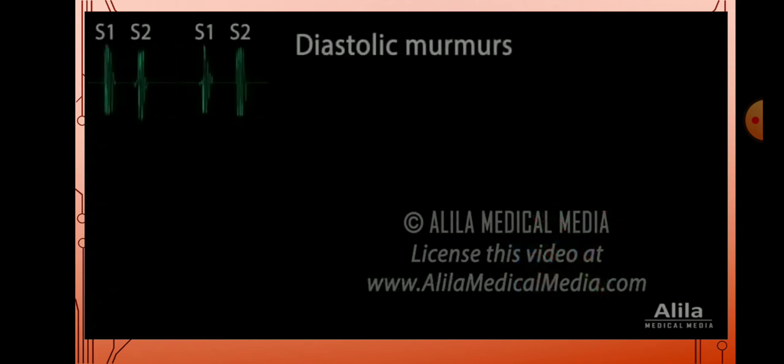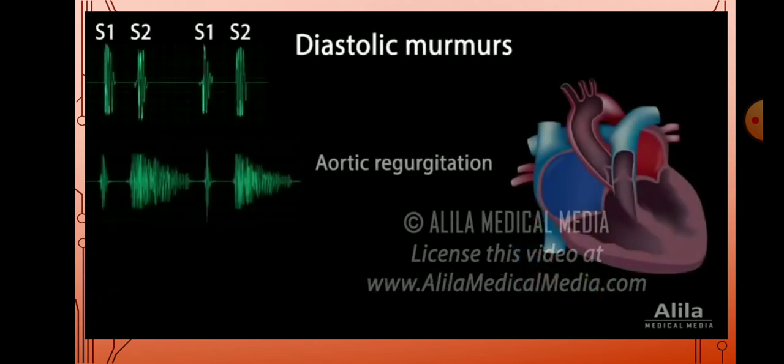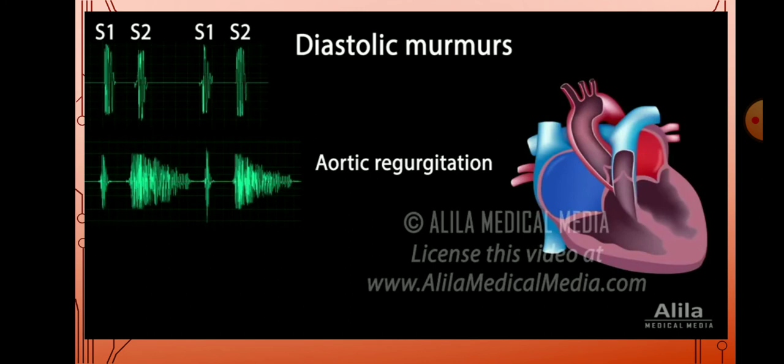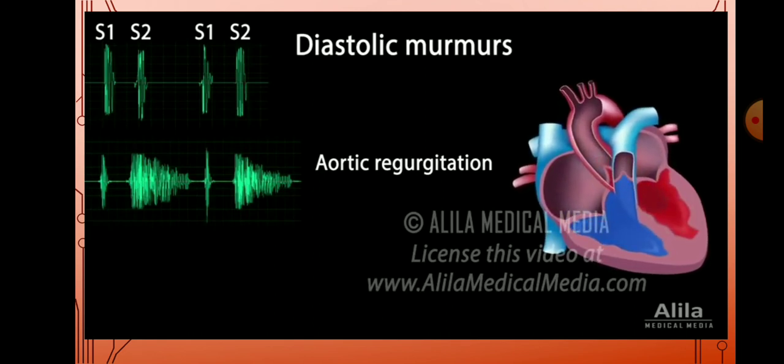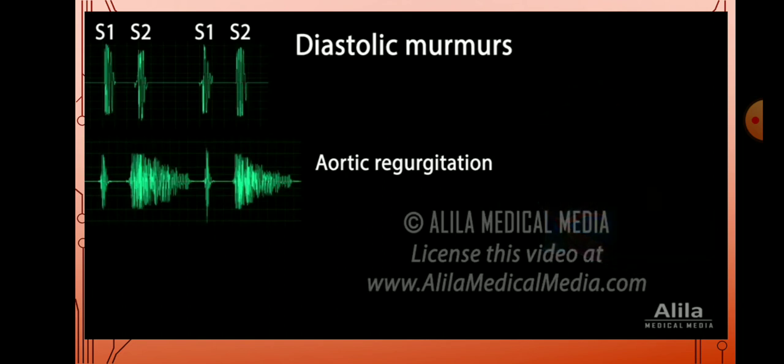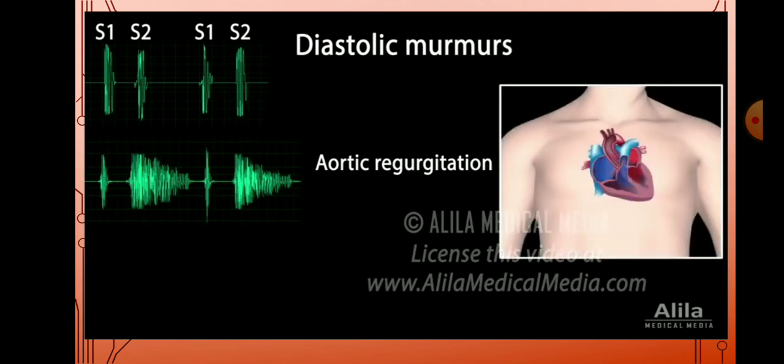An example of diastolic murmurs is aortic valve regurgitation. This is when the aortic valve does not close properly, resulting in blood flowing back to the left ventricle during diastole, the filling phase. As the blood flows in the reverse direction, the murmur is best heard not in the aortic area but rather along the left sternal border.